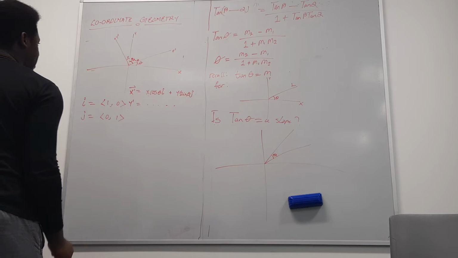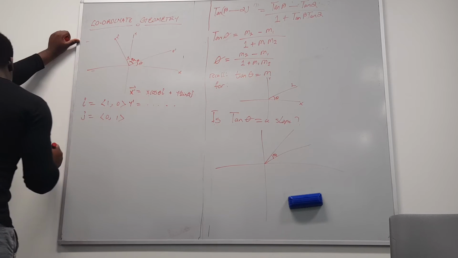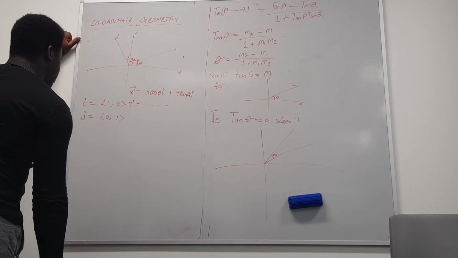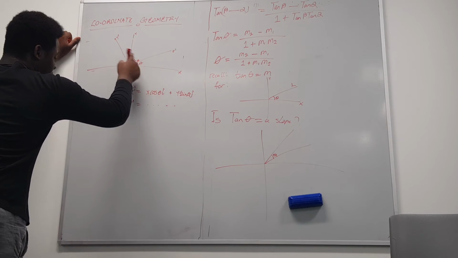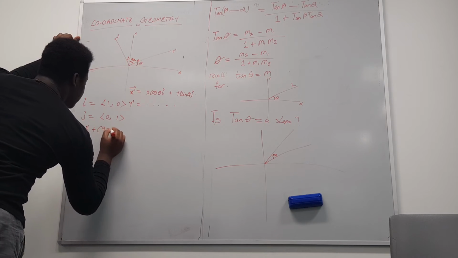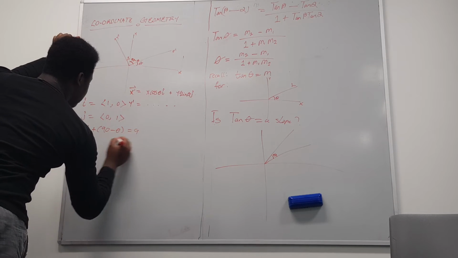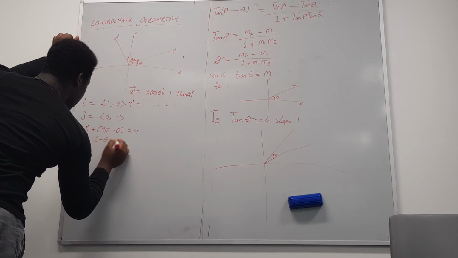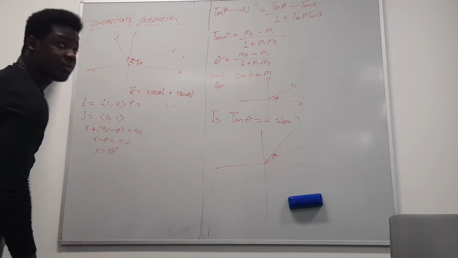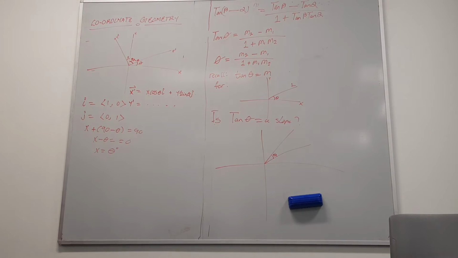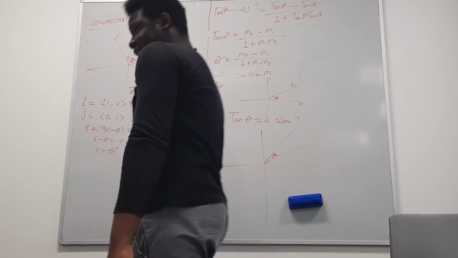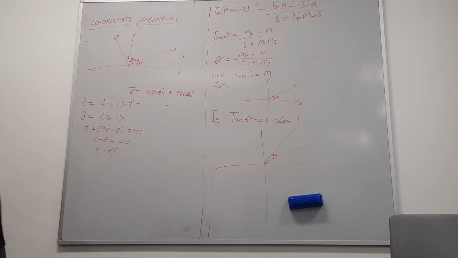I know that the angle between y prime and x prime should be 90 degrees. So the sum of this angle, that is x plus theta, is equal to 90, in which case x minus theta is equal to 0, in which case x equals theta. So yeah, that's a vector that's in the second quadrant, right?